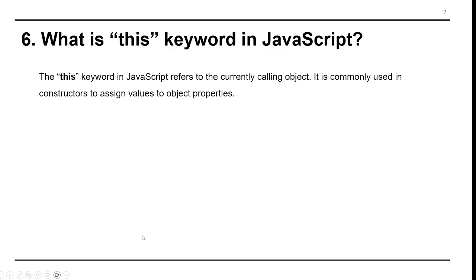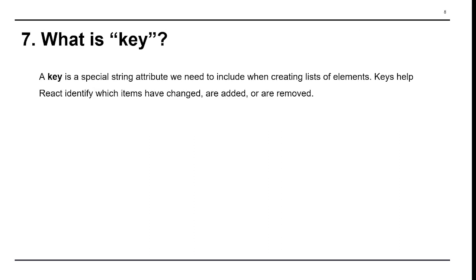What is this keyword in JavaScript? The this keyword in JavaScript refers to the currently calling object, and it is commonly used in constructor to assign values to object properties. What is key? A key is a special string attribute we need to include when creating a list of elements. Keys help React identify which items have changed, added, or removed.